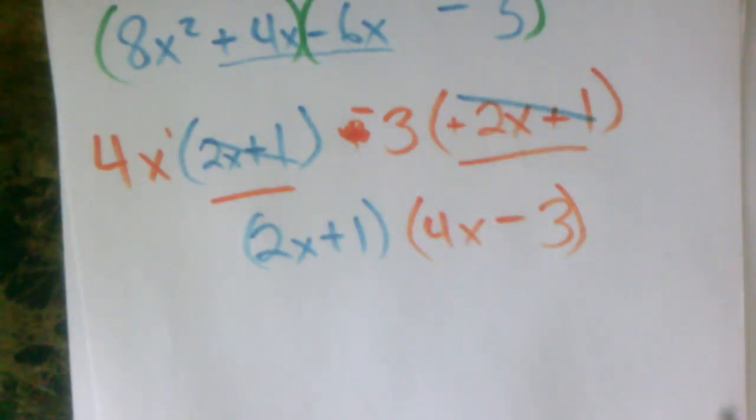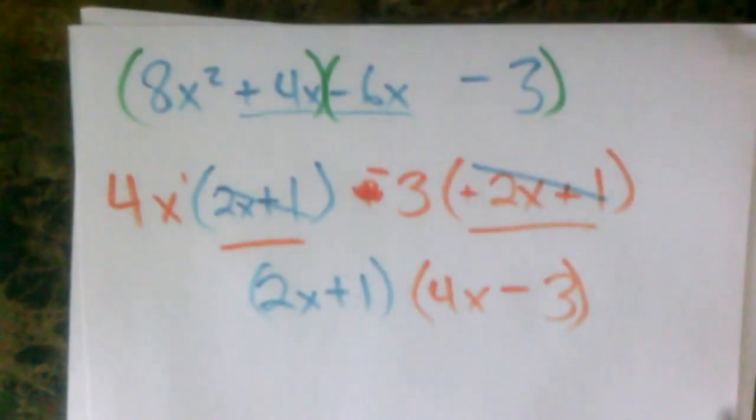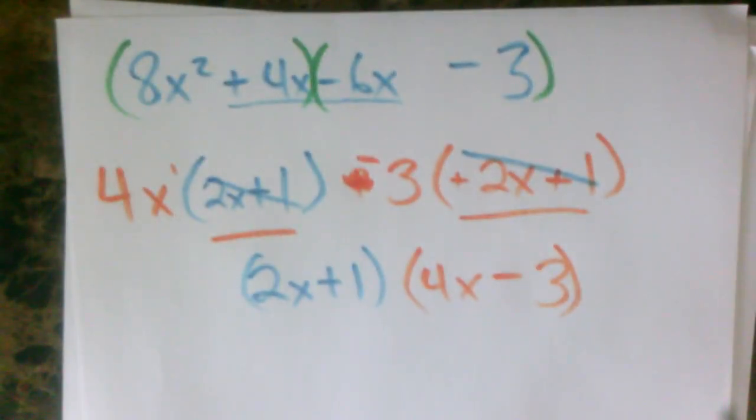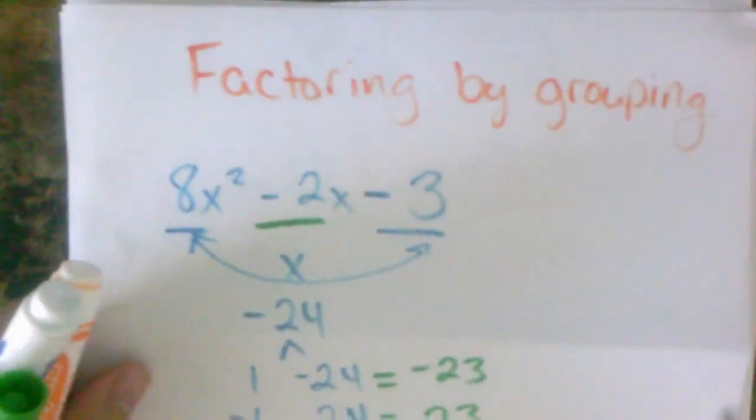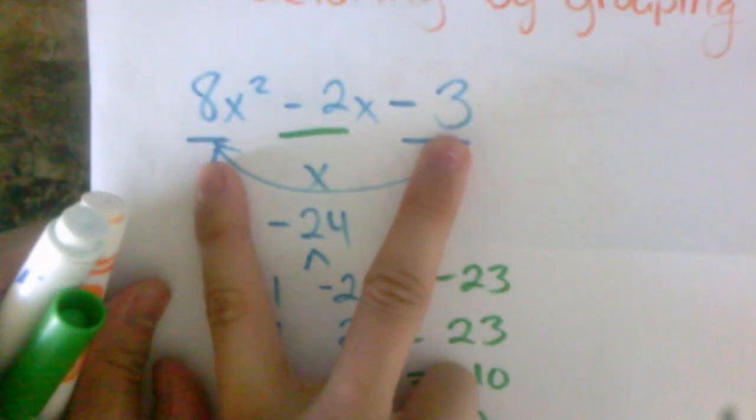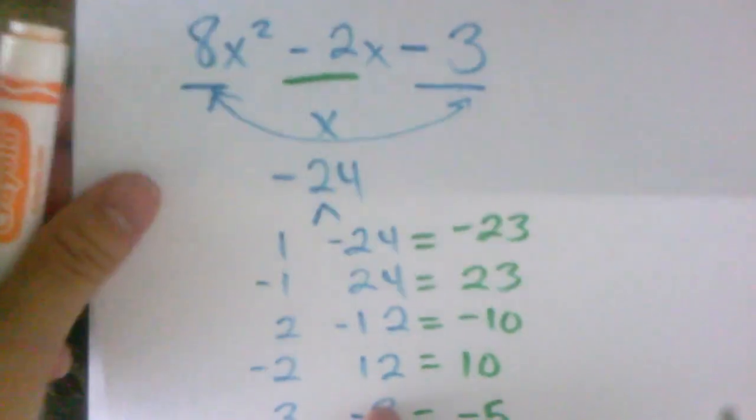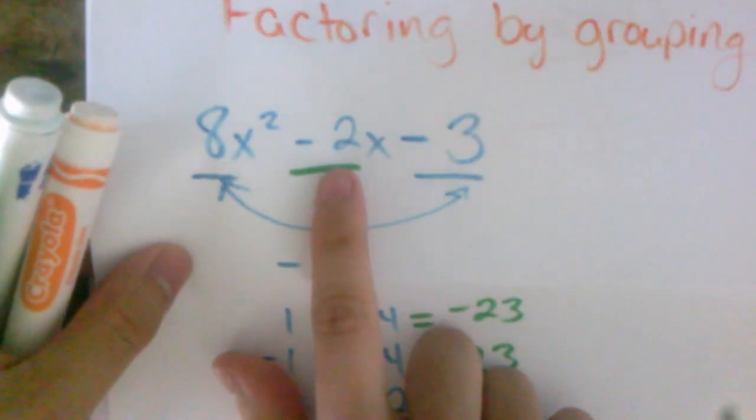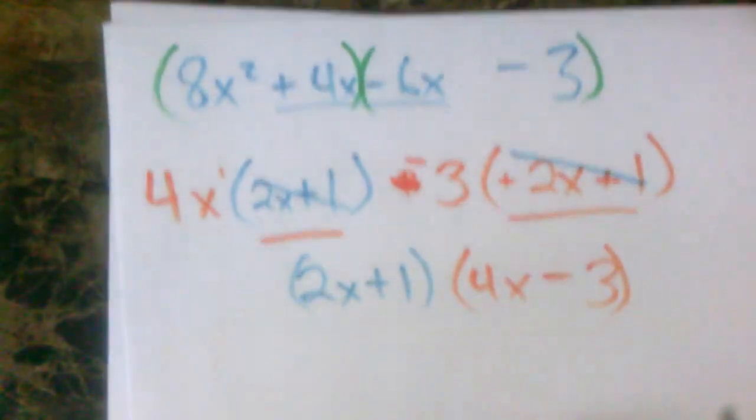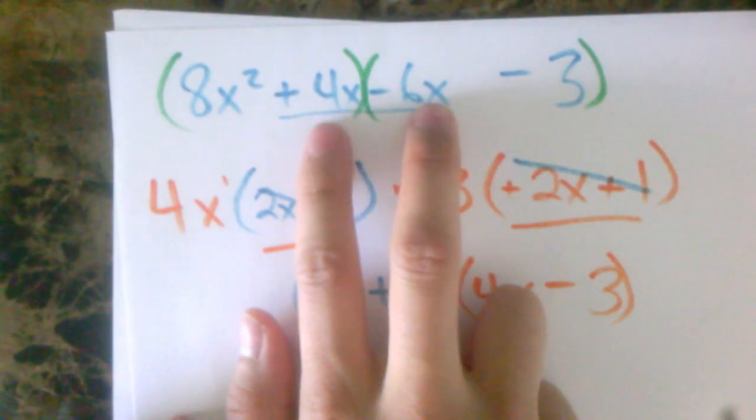At this point, you'd have factored your problem, and you would be done. This is all you have to do. So again, let's go over factoring by grouping really quickly. Multiply a times c, you'll get a number. Factor that number until they add up to your b term. After that, rewrite your problem, replacing the b term with your new factors.